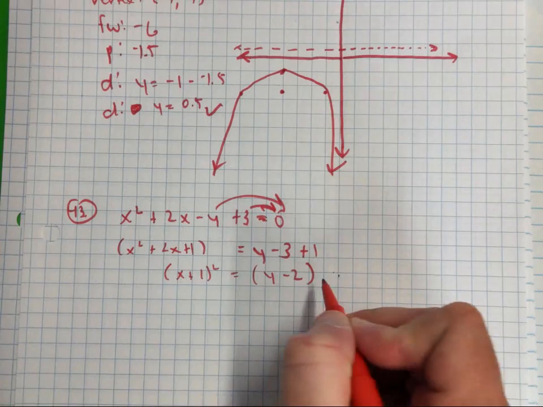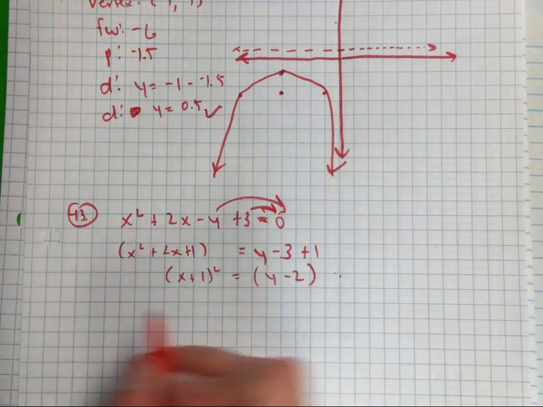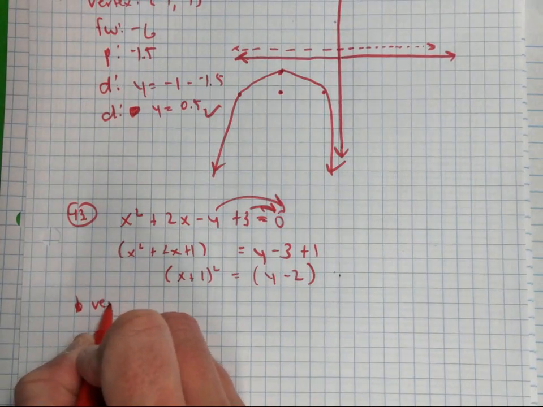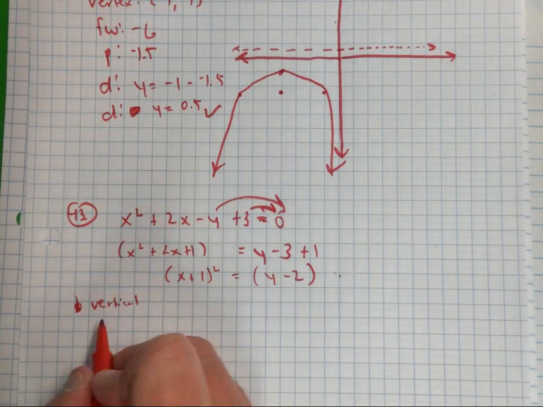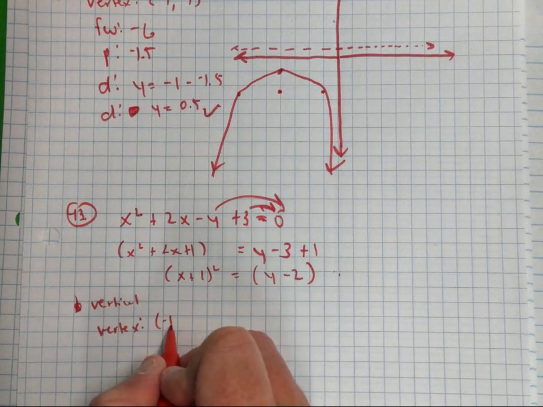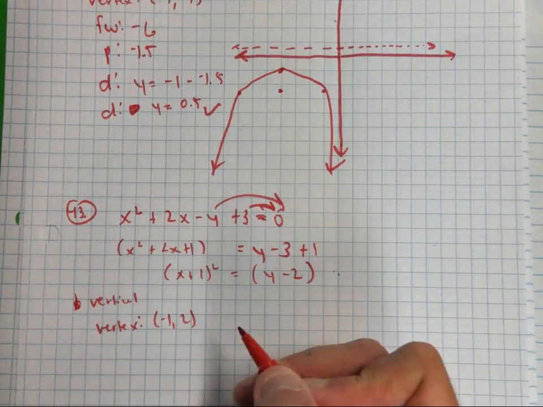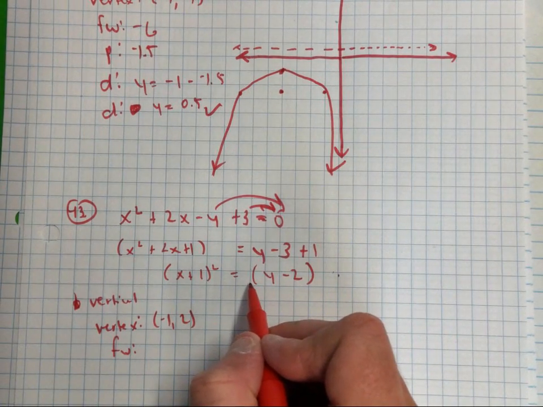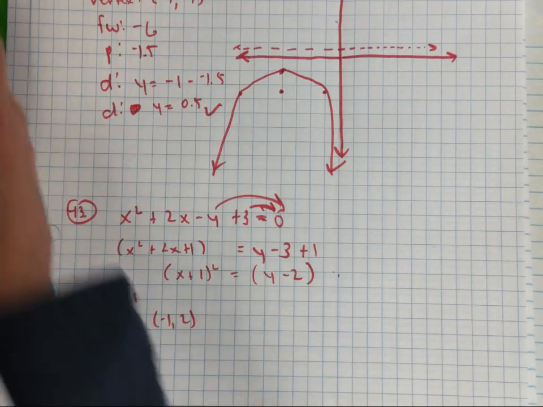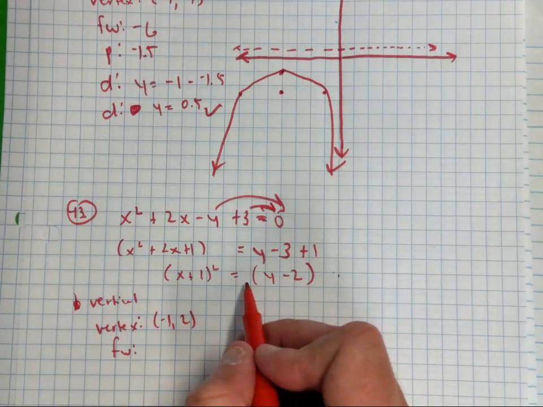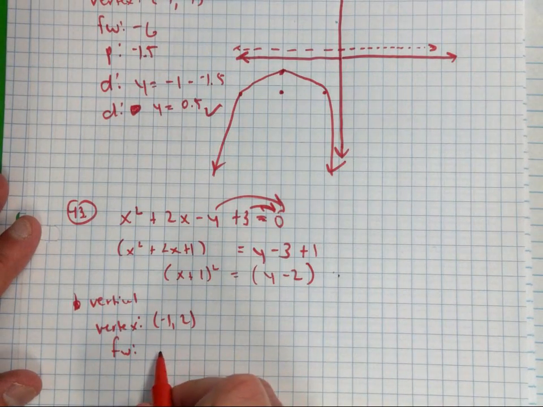I'm going to put this in parentheses to show you something in a minute. Okay, now, my x comes first, so this is vertical. Vertex would be negative 1, comma 2. Your focal width is always sitting outside your y. So I'm going to take this 1 and divide it by 4.